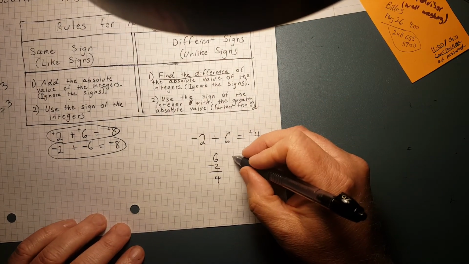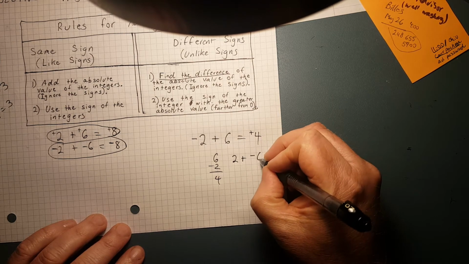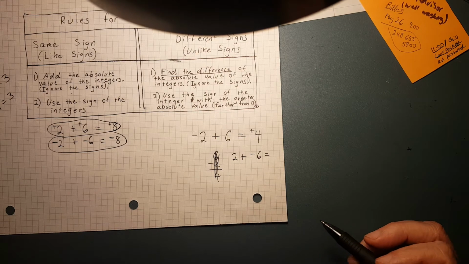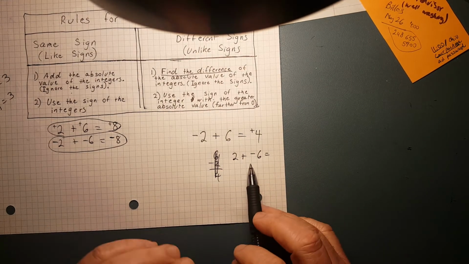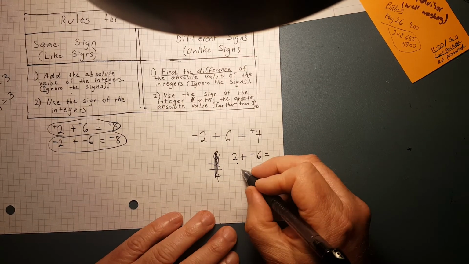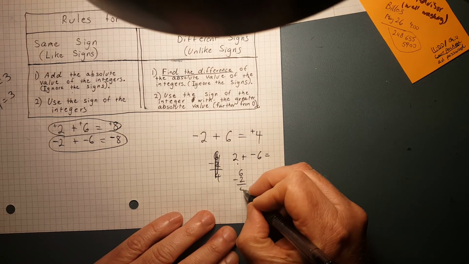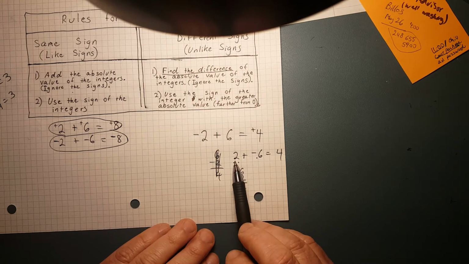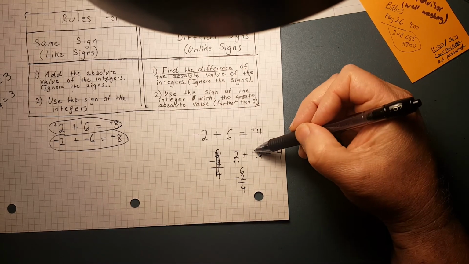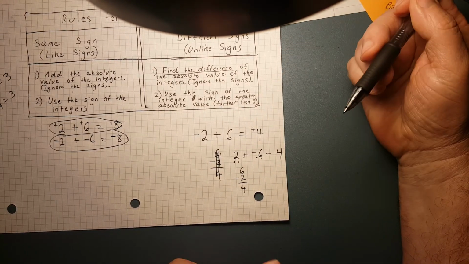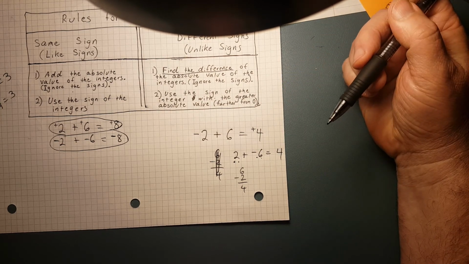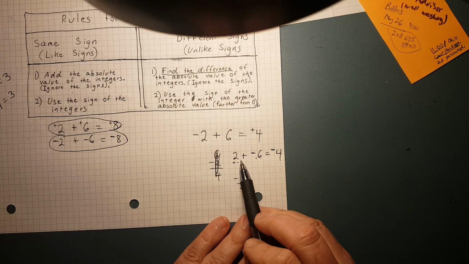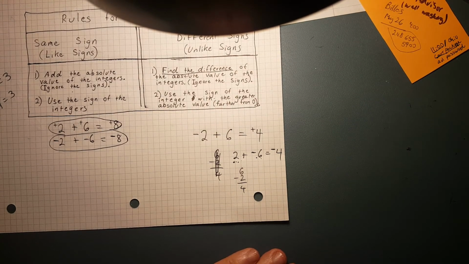What if we had 2 plus negative 6? Again, you ignore the signs, you just have 6 and 2, and you find the difference. The difference of 6 and 2 is 4. Which sign do you use? The one that's furthest from 0, the one with the greatest absolute value. So ignore the sign: 6 or 2? 6 has the greater absolute value. It's a negative number, so the answer is negative 4. So 2 plus negative 6 is negative 4.